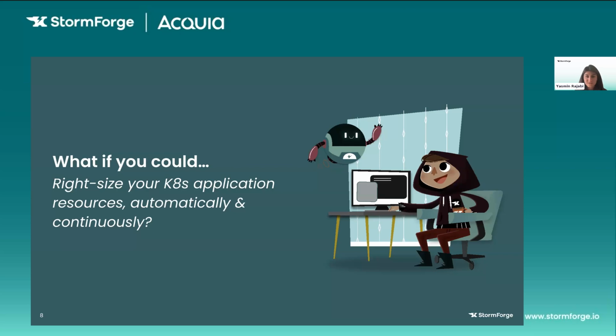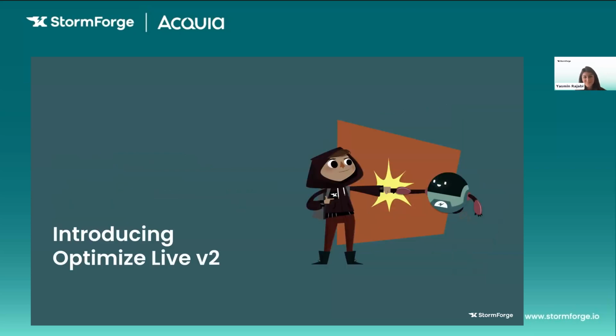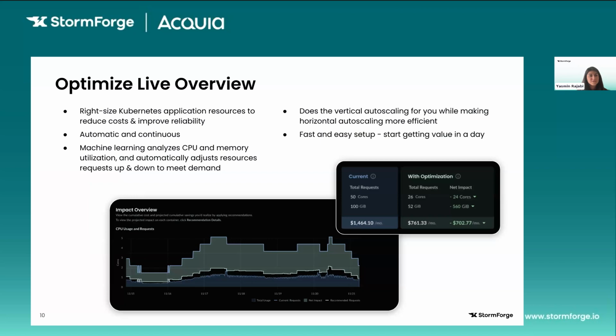But what if you could right-size your Kubernetes application automatically, continuously, and without risking reliability? Not to be overly cheesy, but that's why we're introducing Optimize Live version 2. So what does Optimize Live do? We right-size Kubernetes applications to reduce costs and improve reliability.